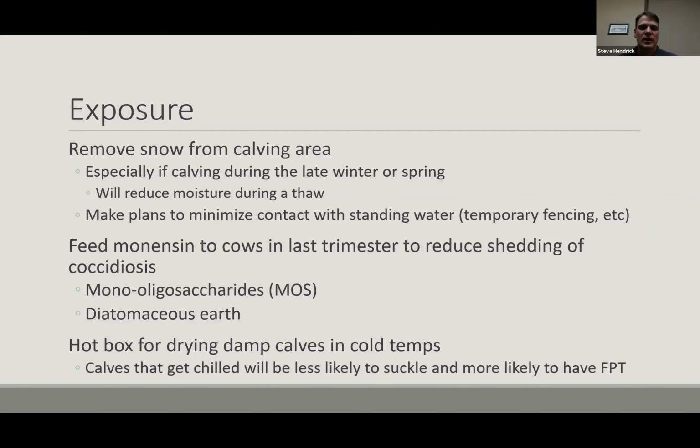With exposure, if we have calves that get exposed to cold temps, make sure that we have a hot box to get them dried off. Of course, if they're really severely chilled, getting them in some warm water is probably the quickest way to get them warmed up, but then we need to get them dried off, right? And a hot box works very well for that. And there's lots of creative strategies for making these, or you can buy them commercially. Just be aware that these chilled calves are much more likely to not be able to suckle and more likely to have failure of passive transfer. So make sure that these are the calves that get supplemented with colostrum.